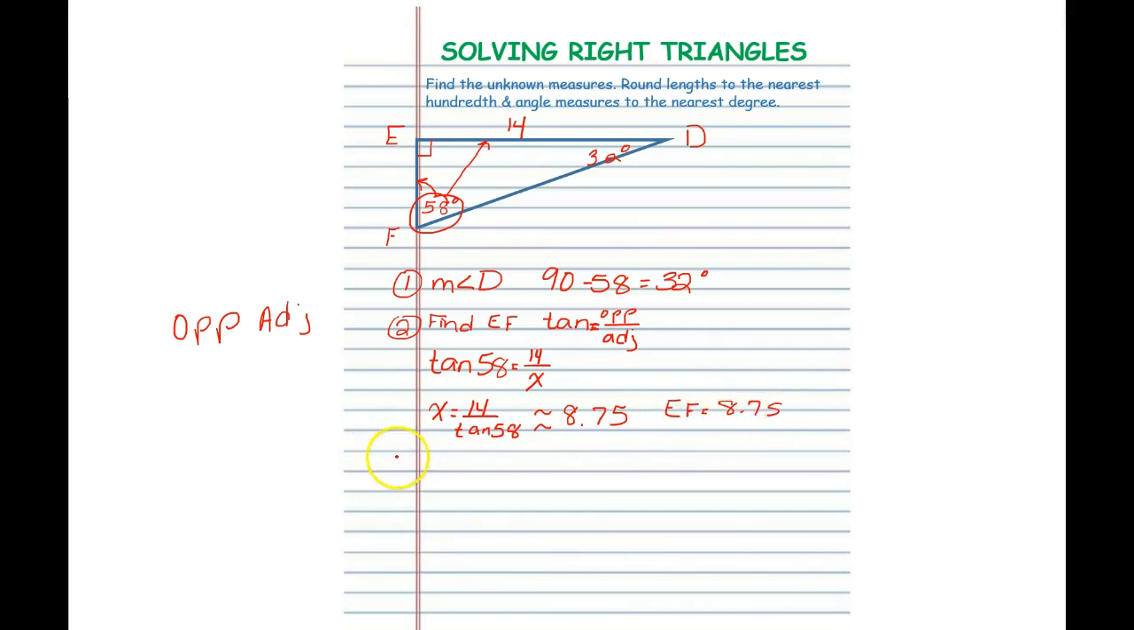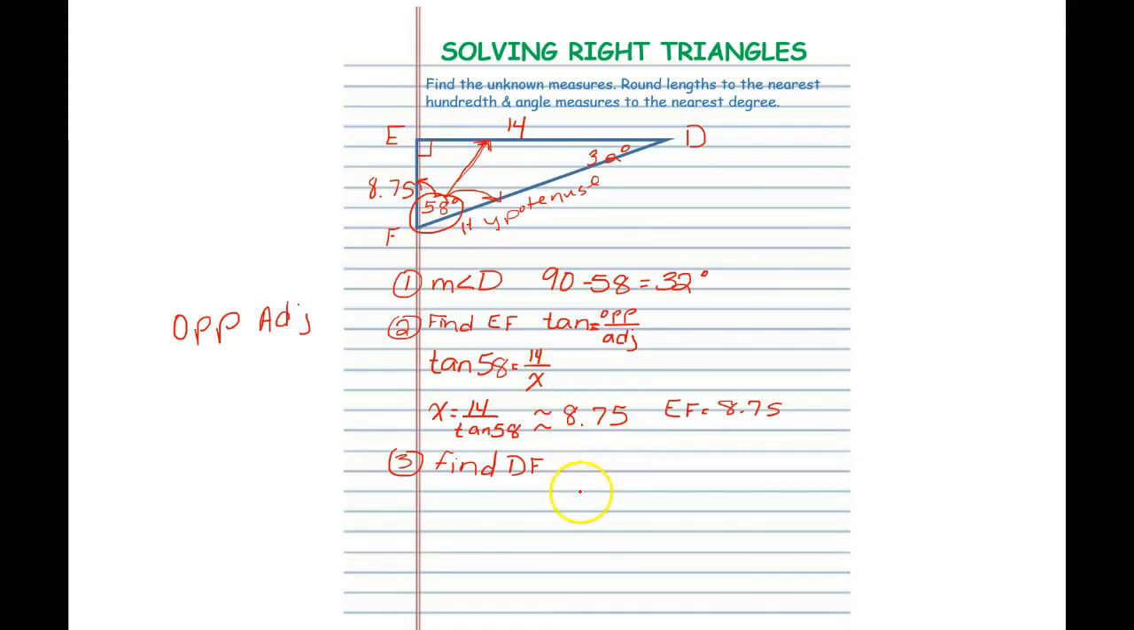All right, last, let's go ahead and find DF, the hypotenuse. We'll still use angle F since that was our original angle. So again, we're given the opposite, and this time we're trying to find the hypotenuse. This is the hypotenuse, because it is opposite from the right angle.